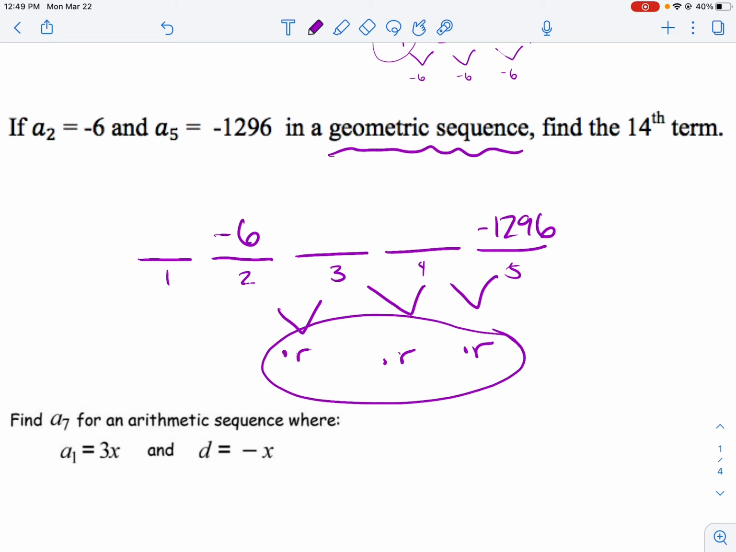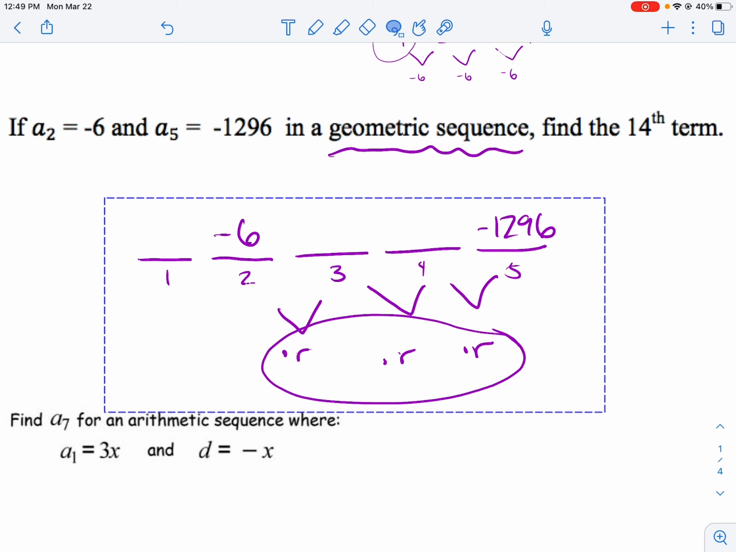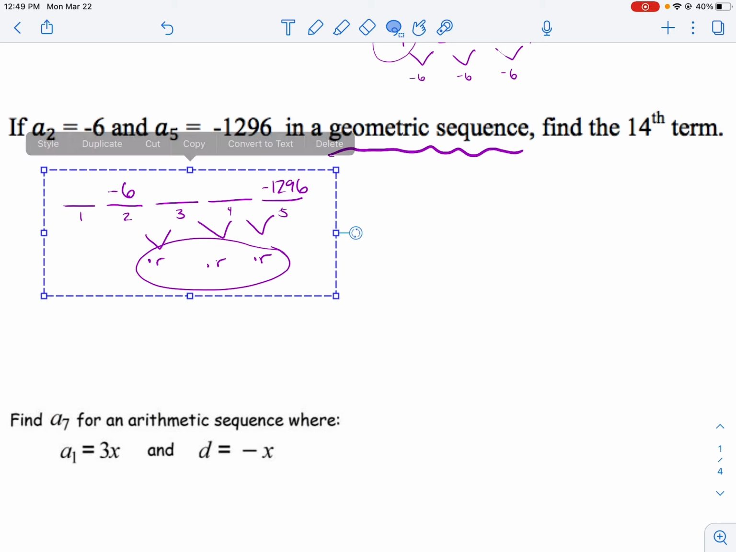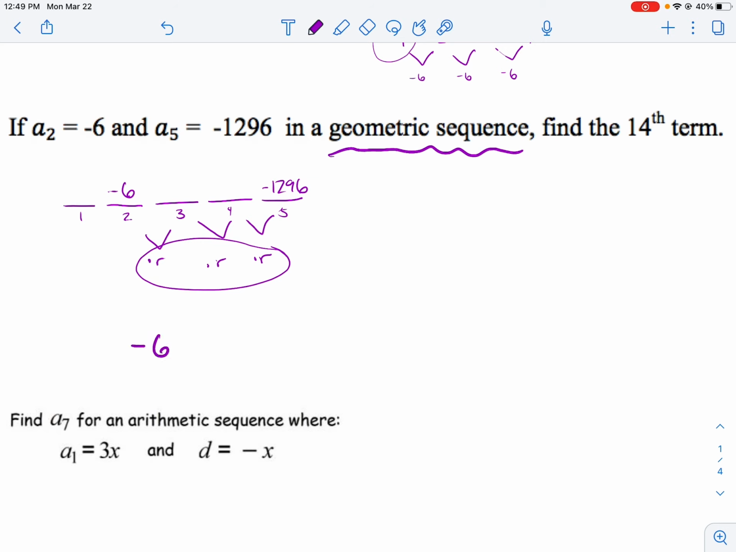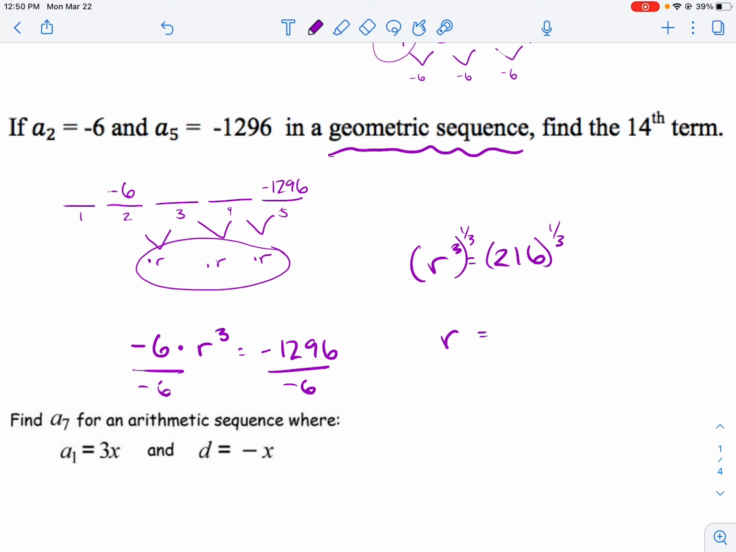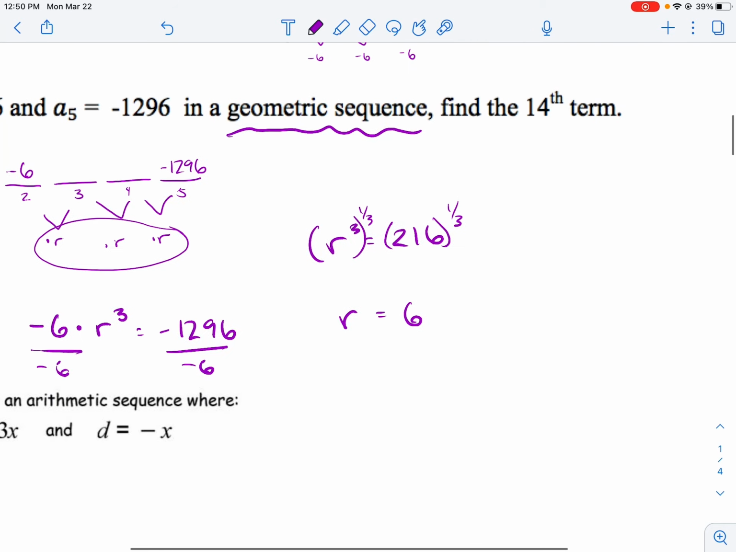So we're going to come up with a little formula here. -6 times r raised to the third power, that's how many r's we had to multiply here, is equal to -1296. And once we have it written like that, divide by -6. r cubed is equal to 216. Take the cube root, or raise them to the 1/3 power, and r is equal to 6. So basically 6 times 6 times 6 is 216.